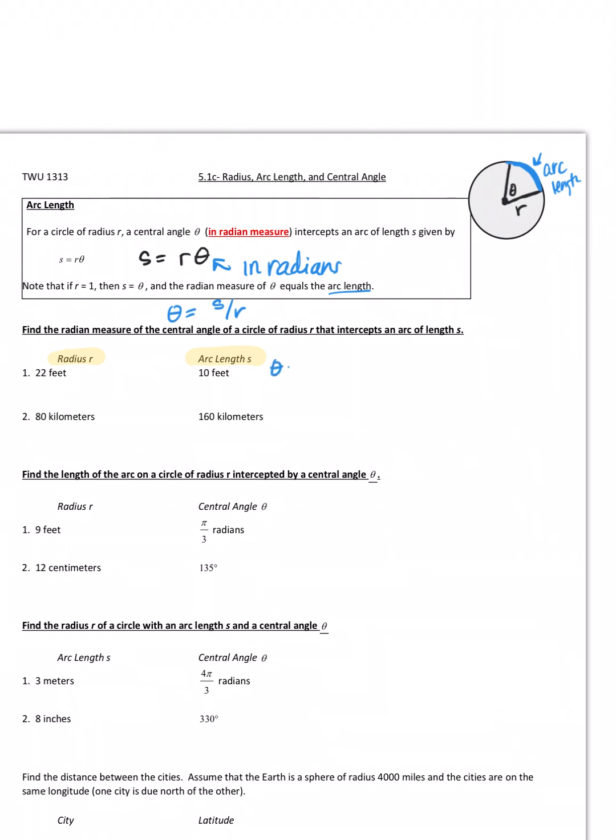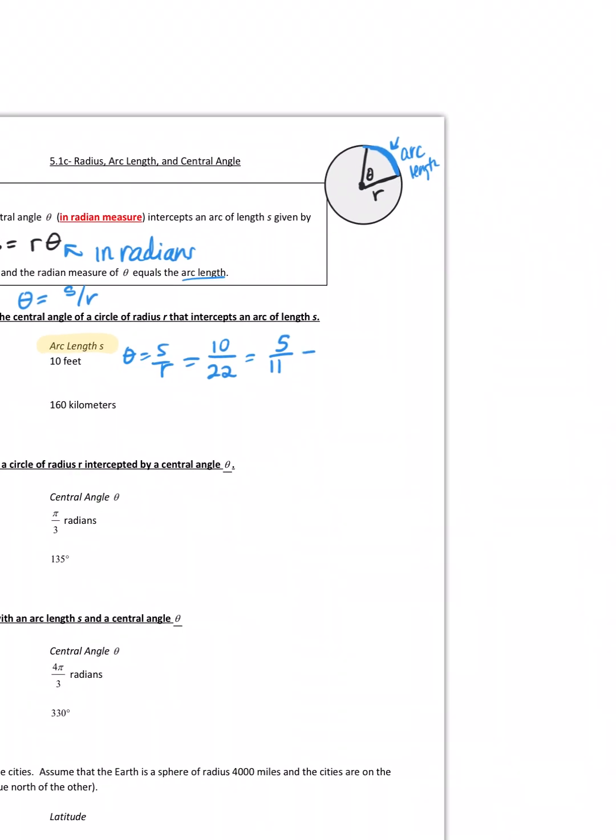So if theta is S divided by R, on number 1, I would take the arc length of 10 divided by 22 and reduce it, of course. So it'd be 5/11 radians. In my calculator, I'm going to make it a decimal, round it to 3 places, please. 0.455 radians. There's my answer. Don't forget to put radians on your answer, okay, if it's an angle.